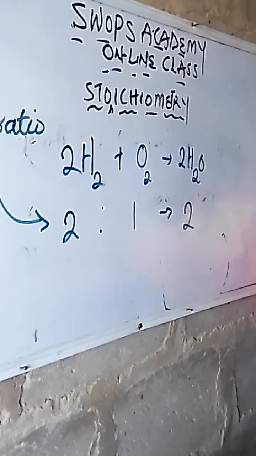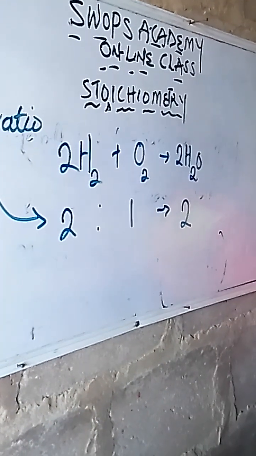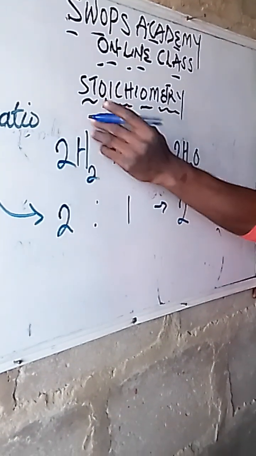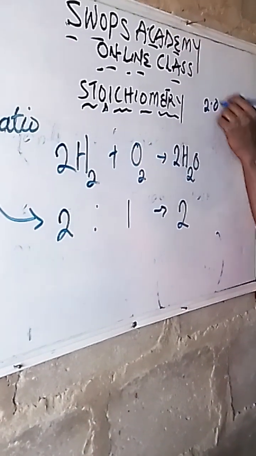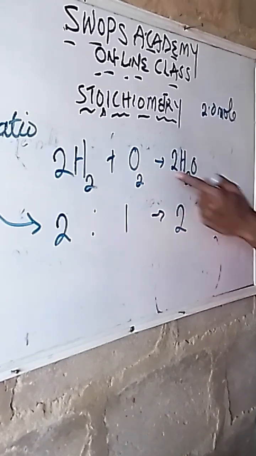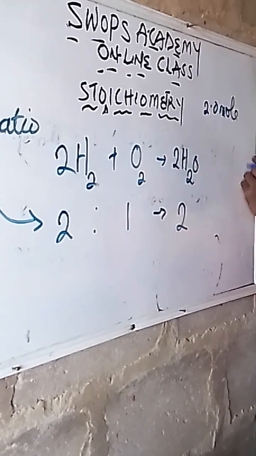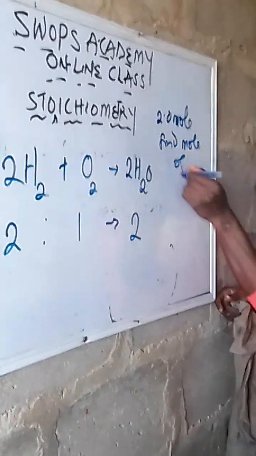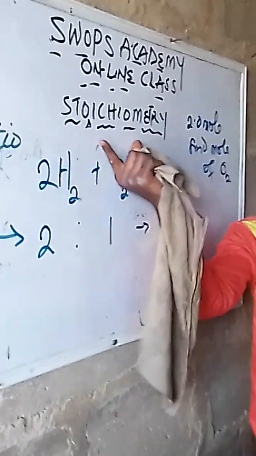Now another thing I want you to know. If you want to calculate, maybe you are given a question regarding stoichiometry, we are going to set one question now. We are given that the hydrogen gas should be 2.0 mole. We have to find the moles of oxygen gas that will react with this. That's what we call stoichiometry.